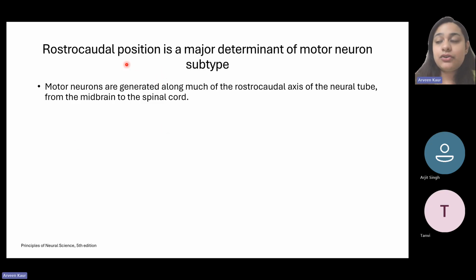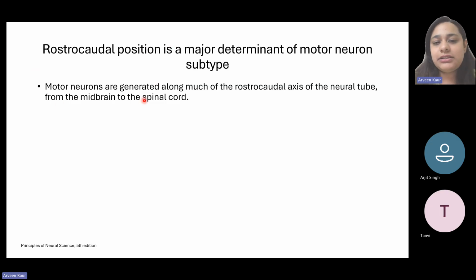So, the rostrocaudal position is actually a major determinant of motor neuron subtype, right? That is what we saw, that whether it was going to become a dopaminergic neuron or serotonergic neuron, it was determined also by the rostrocaudal axis, not just by the dorsoventral axis, right? Dorsoventral axis, what did that determine? It determined that the ventral side will actually have the motor neuron, right? What is the subtype of that motor neuron is determined by the rostrocaudal position of this motor neuron, right?